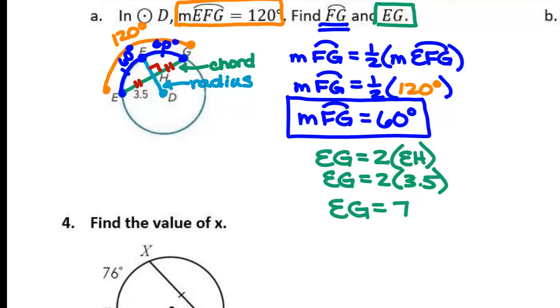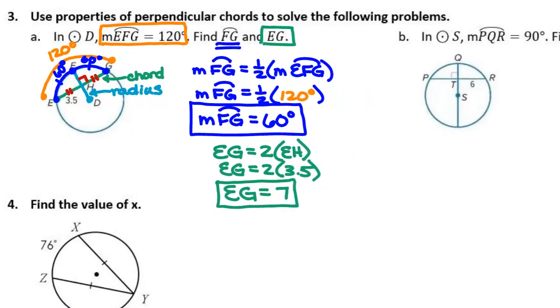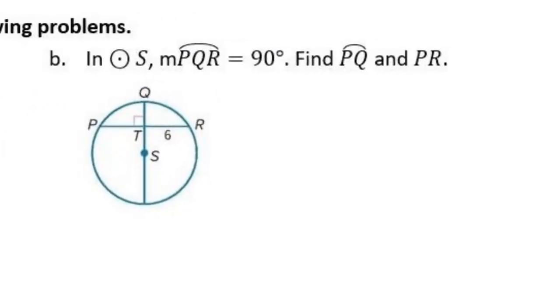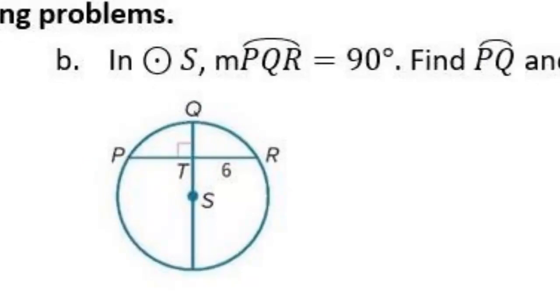Seven. 3.5 plus 3.5, or 3.5 times 2. Let's come over here and look at part B. What is happening right here? What does that symbol mean? It means it's forming a right angle.